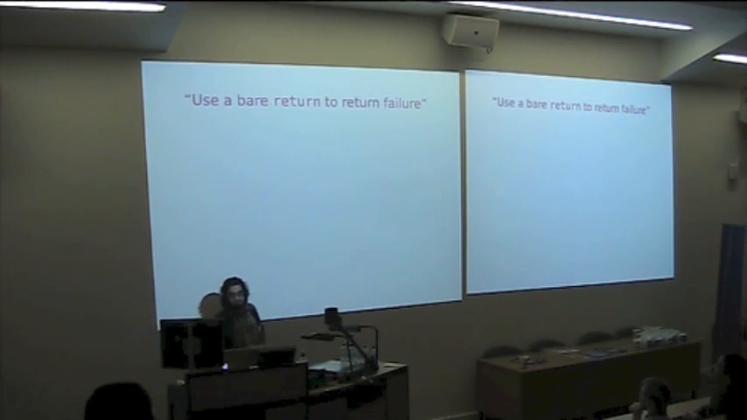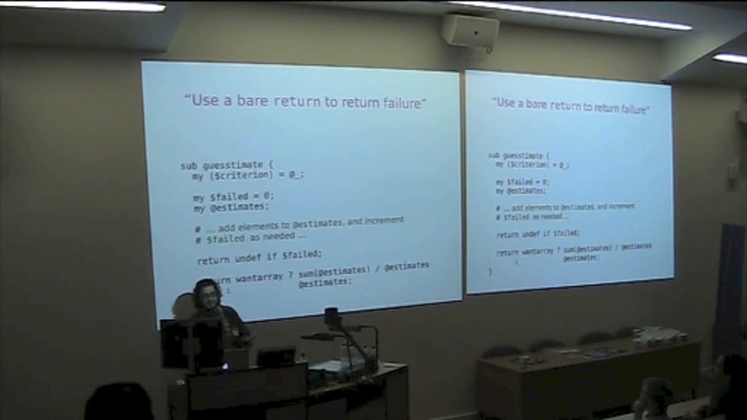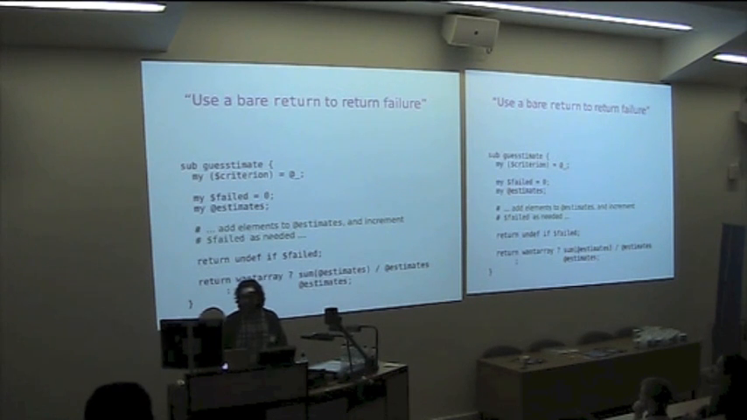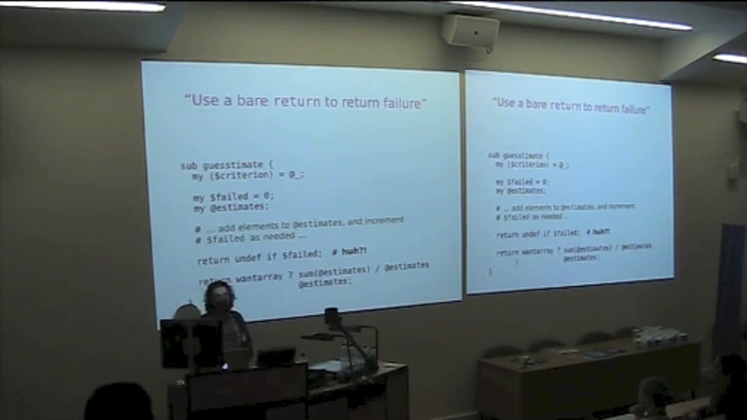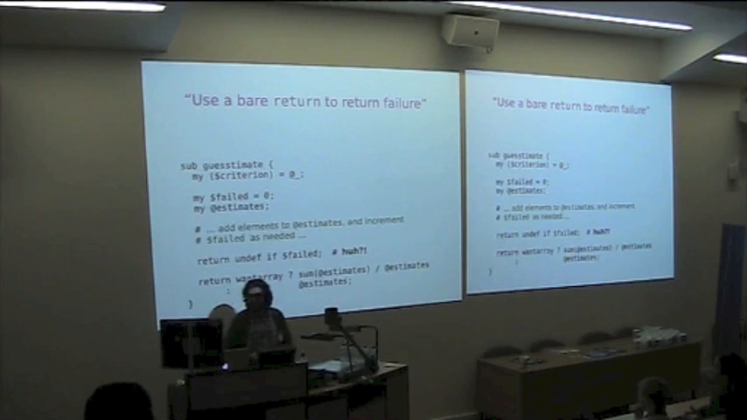So the third of Damian's recommendations I disagree with is this. Use a bare return to return failure. And his motivating example looks like this. So we've got this subroutine guesstimate which gathers some numeric estimates, and normally it just wants to return those estimates in list context, or their average in a scalar context, but if calculating any estimate fails, it just wants to bail out. And Damian correctly points out that the first return statement here, well, the return undef, causes problems for some calls to this function.